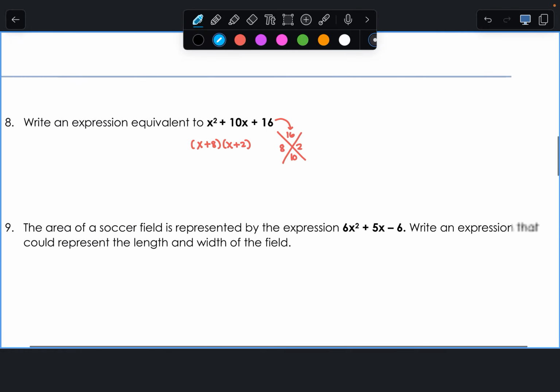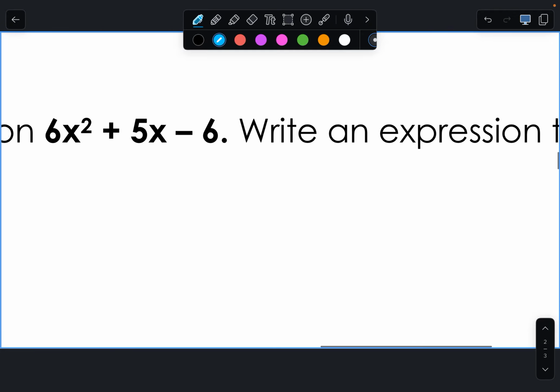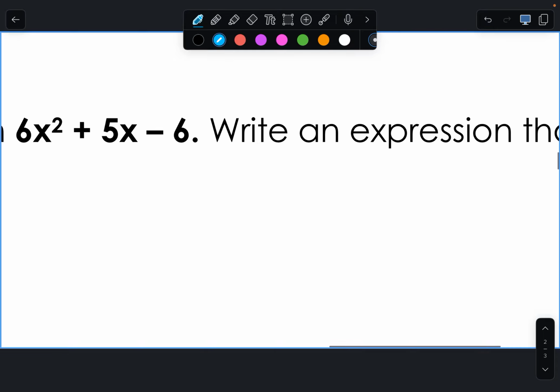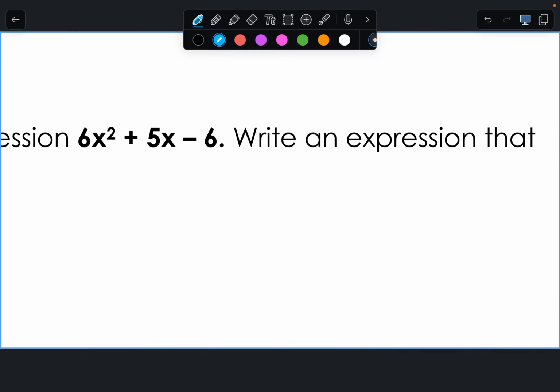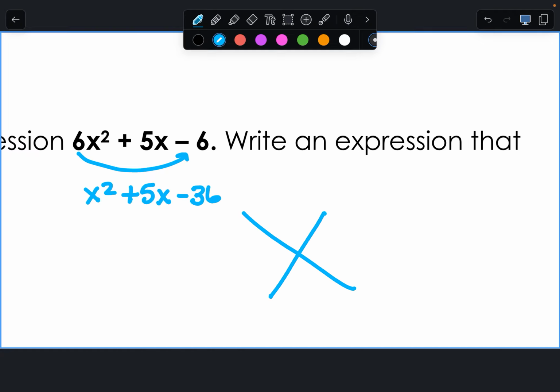All right. The area of a soccer field is represented by this expression. How do you represent the length and the width? How do you find area? Length times width. But how do you know you're kidnapping here? Because it's a trinomial, same variable, highest exponent is 2. Very good. So let's kidnap. X squared plus 5x minus 36.